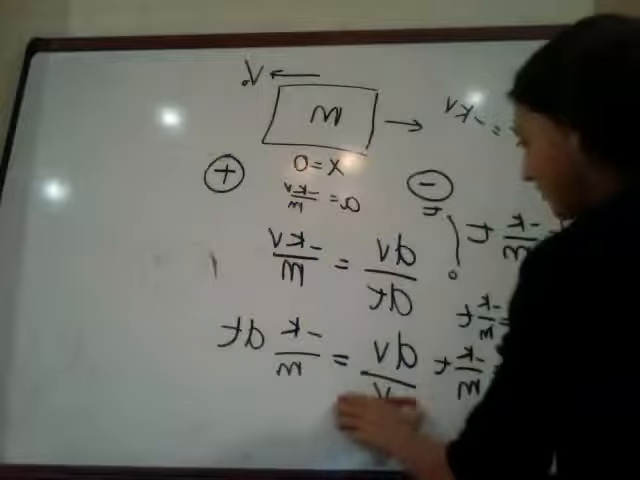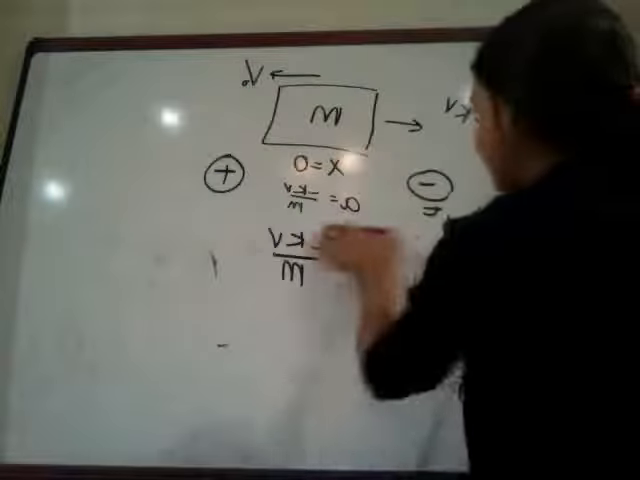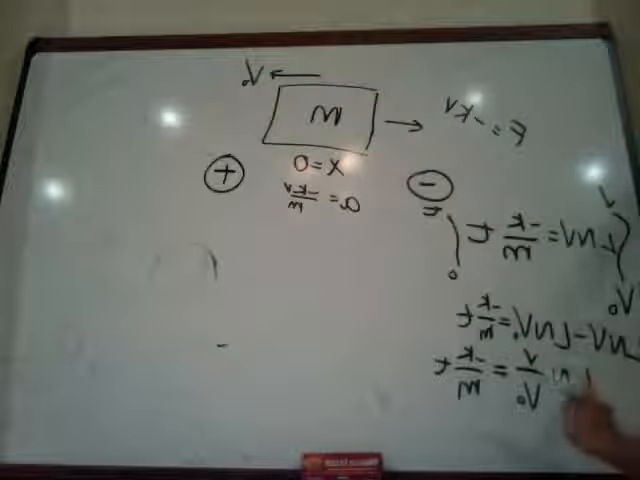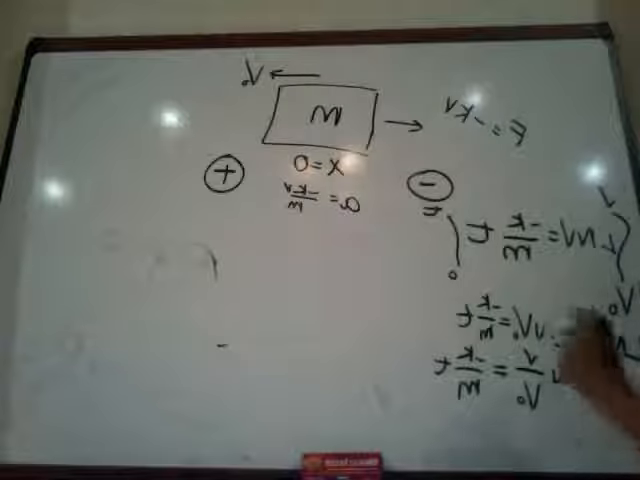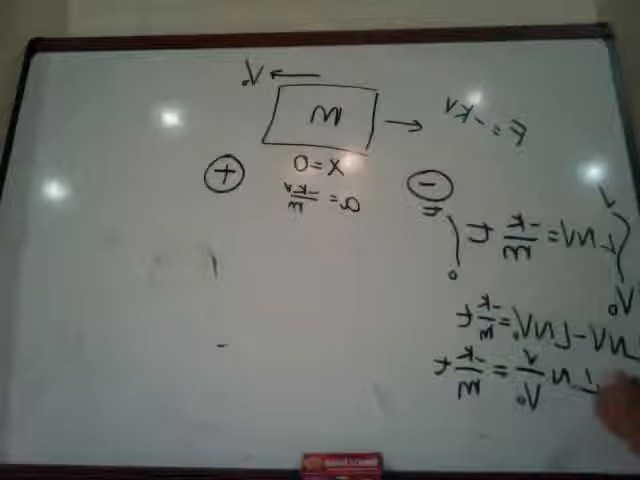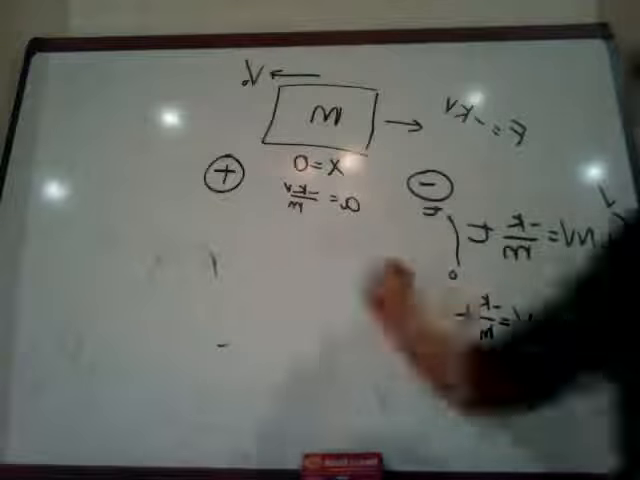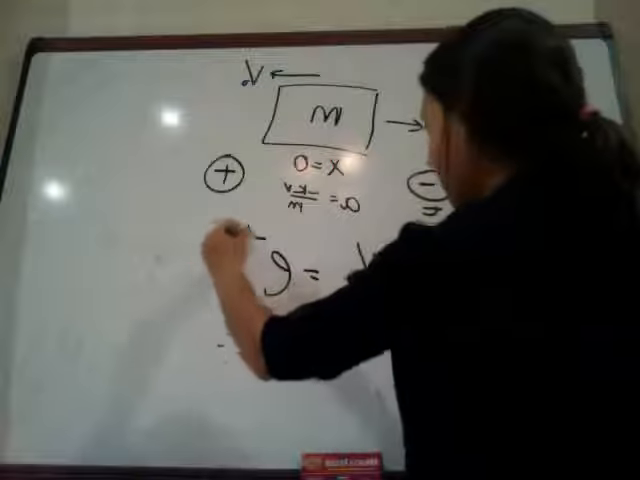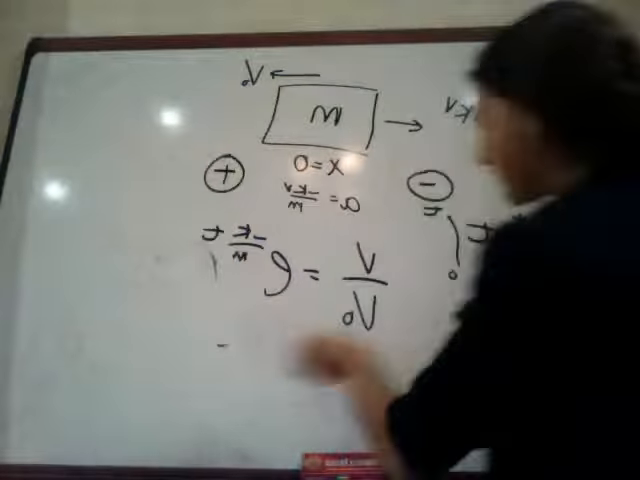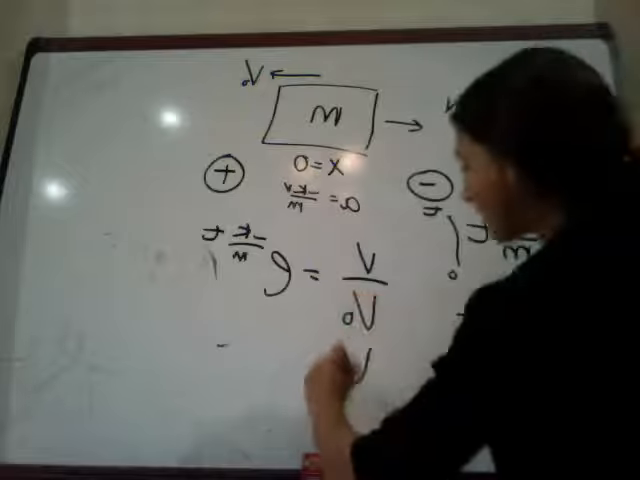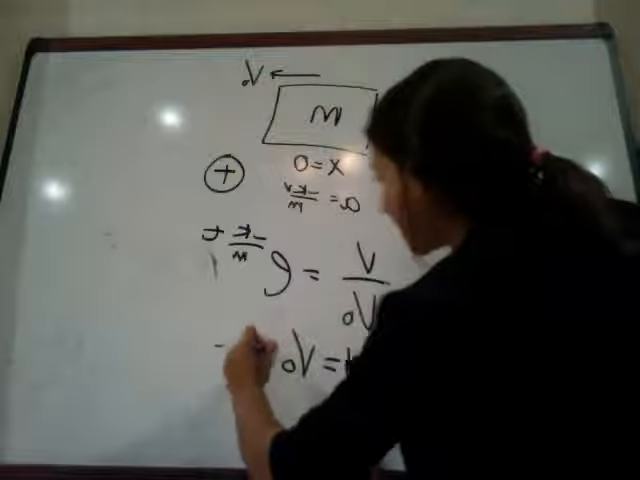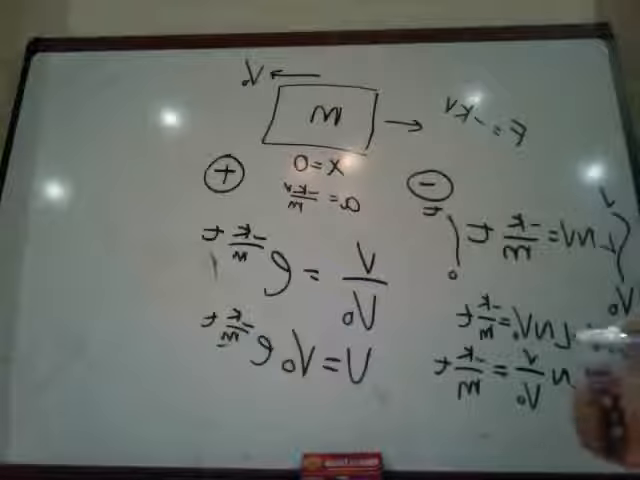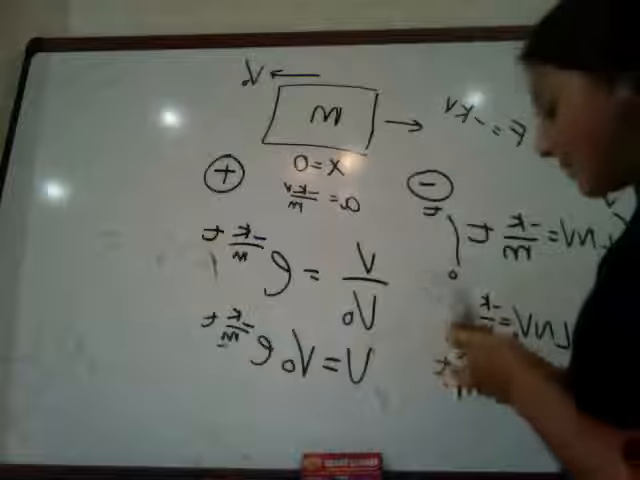I'm just going to erase this for more room. So now to get rid of the ln on this side, I have to raise both sides to the e, and then ln and e cancel out, and I'm left with v over V0. Do the same on the other side, e to the negative k over m t. Then I have to get velocity by itself, so I multiply by V0, and I'm left with velocity equals V0 e to the negative k over m t. And that is my formula for velocity, and I have to graph this as well.